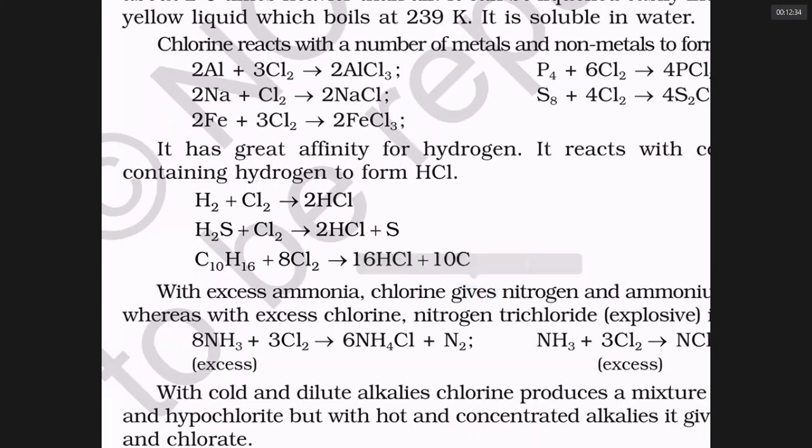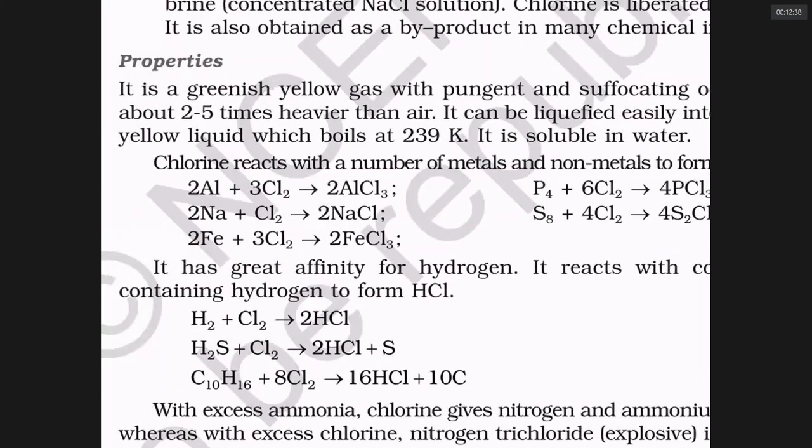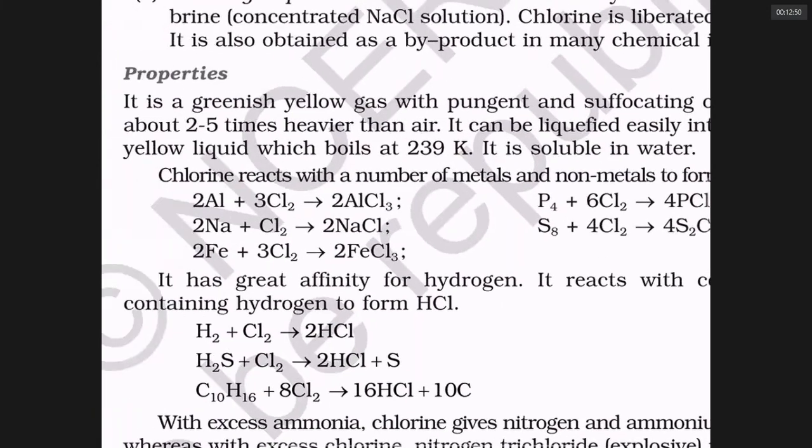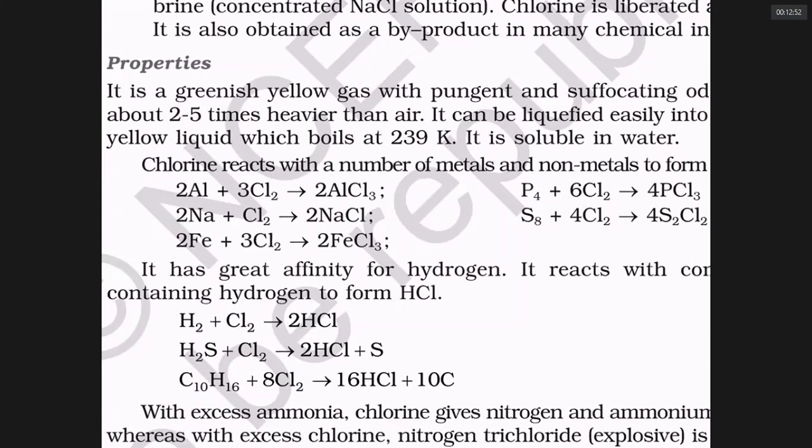In all these reactions, chlorine is a powerful oxidizing agent. With aluminum, you get aluminum chloride, AlCl3, NaCl, FeCl3. Phosphorus gives PCl3, sulfur gives S2Cl2. All these are typical reactions of chlorine, where it is taking away electrons from metals and non-metals.